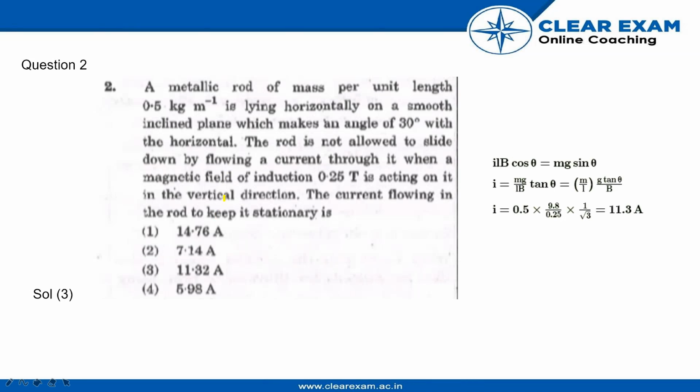NEET 2018 Set HH question number 2. A metallic rod of mass per unit length 0.5 kg per meter is lying horizontally on a smooth inclined plane which makes an angle of 30 degrees with the horizontal.